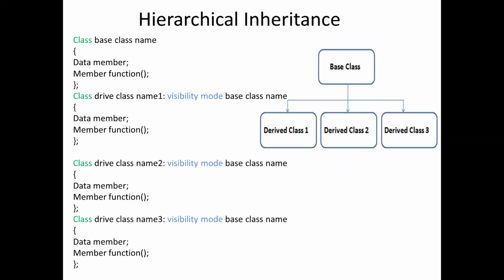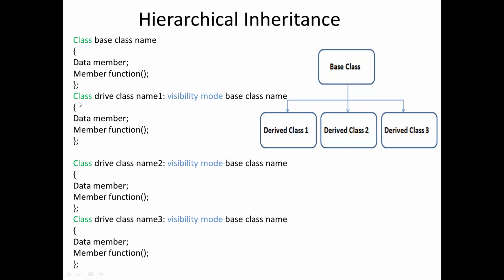This is hierarchical inheritance. Basically, hierarchical inheritance is a type of inheritance where from a single base class, we can create multiple child classes or multiple derived classes. In the syntax example, we have created a base class in which we put both data member and member function, and we terminate the class. From that base class, we have created three new classes: derived class name 1, derived class name 2, and derived class name 3.